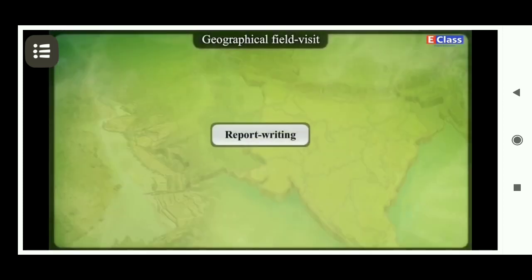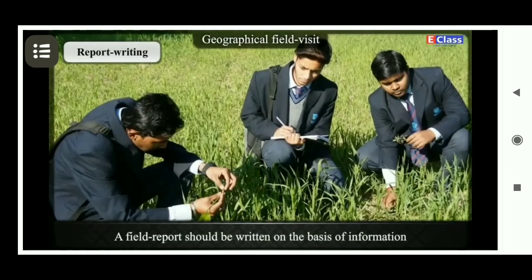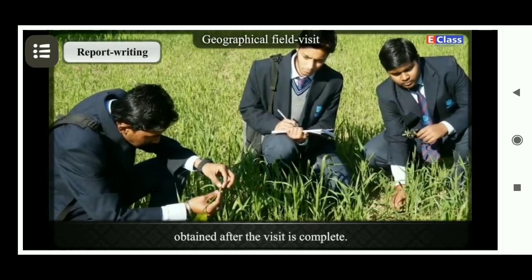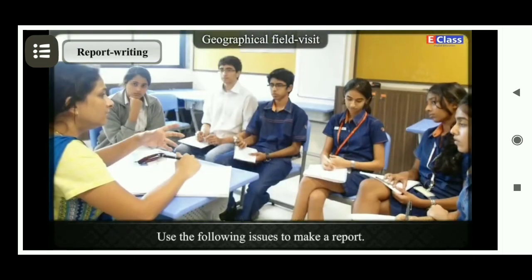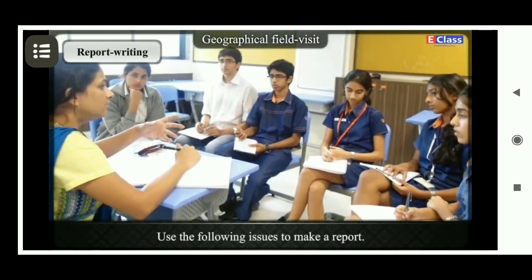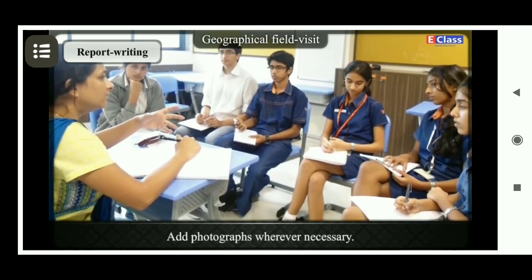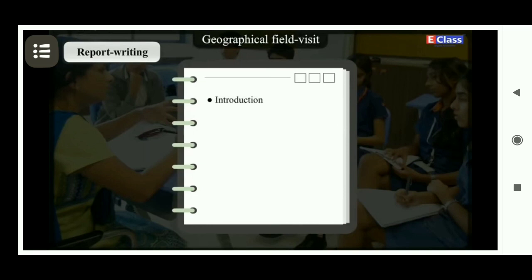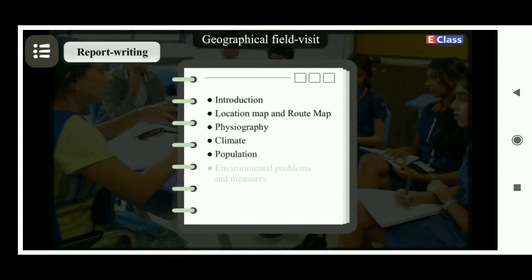Report writing. A field report should be written on the basis of information obtained after the visit is complete. Use the following issues to make a report. Add photographs wherever necessary. Introduction, location map and route map, physiography, climate, population, environmental problems and measures, land utilization.